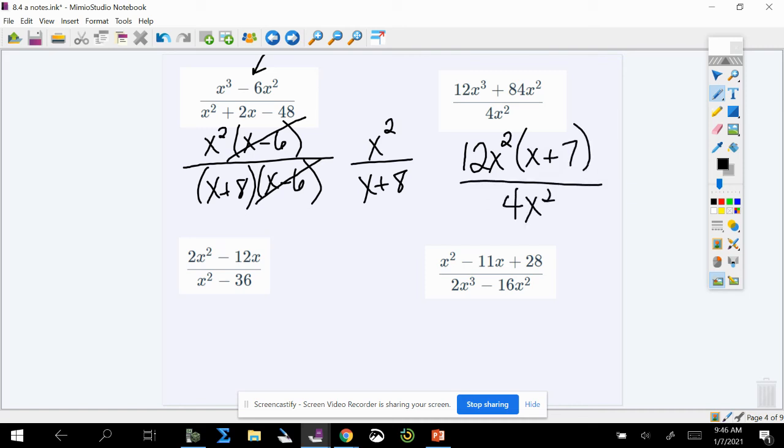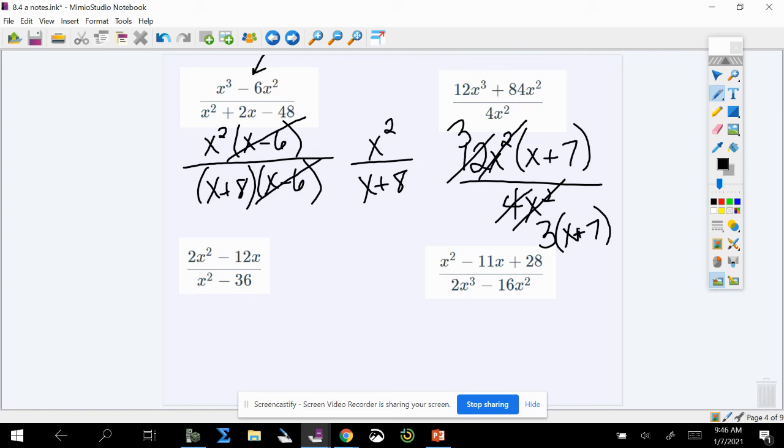However, now that I've factored the top, now I'm allowed to start canceling. This x squared and this x squared will cancel. They are both factors that are the same. The 12 and the 4 will reduce to 3 over 1, or just 3. You are left with just 3 and an x plus 7. If you want to distribute, you can, but it's also perfectly fine to leave your answer as 3 times the quantity x plus 7. You don't have to put a 1 in the bottom.